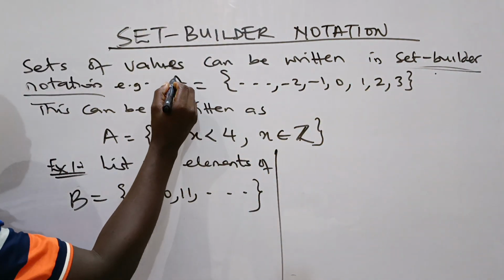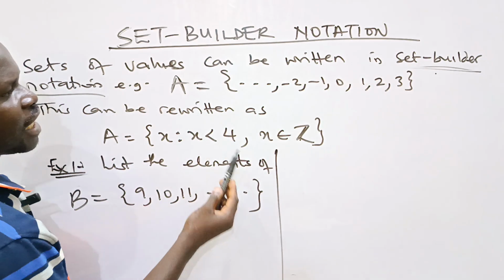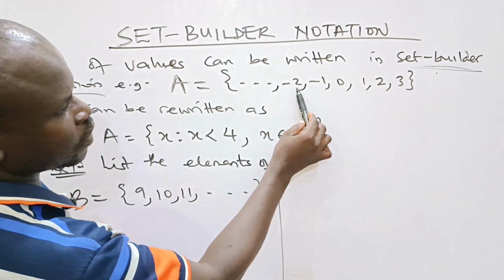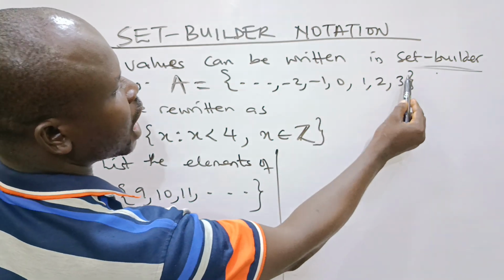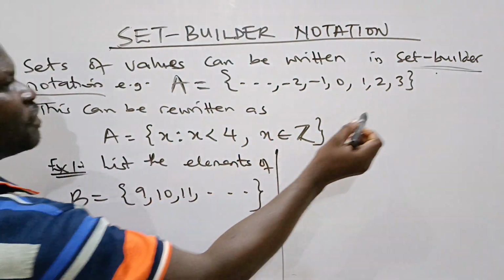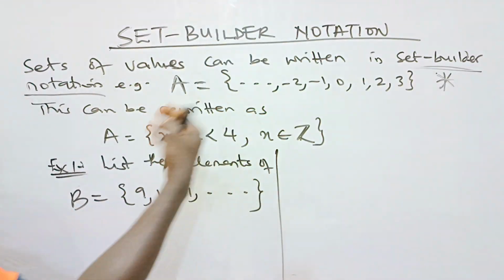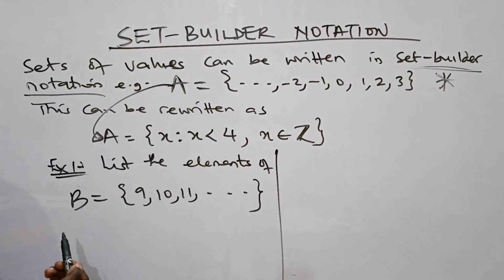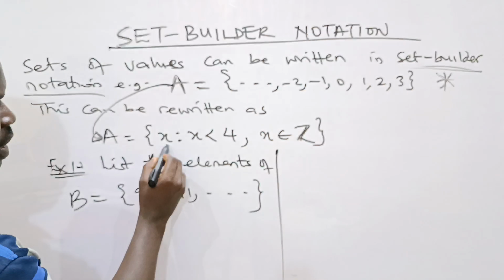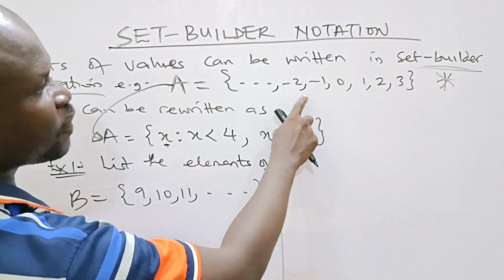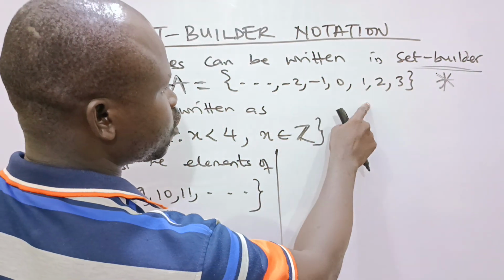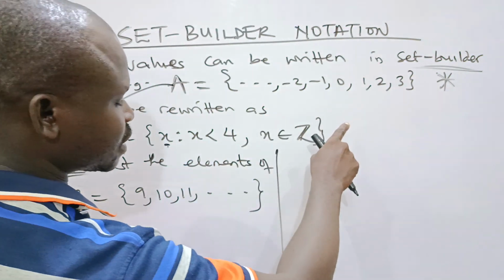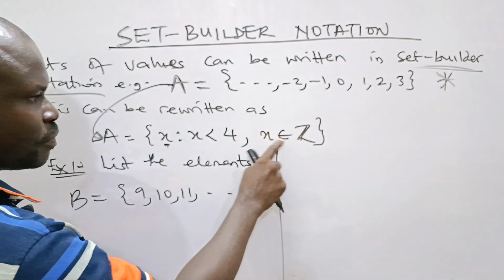For example, look at this set A. It's defined, when you open the curly bracket, as starting from minus infinity, ..., -2, -1, 0, 1, 2, 3, and it stops at 3. This set A can be rewritten. We are going to define X. Because we have positive whole numbers, negative whole numbers, and 0, it simply means this set is a set of integers. So X belongs to the integers.